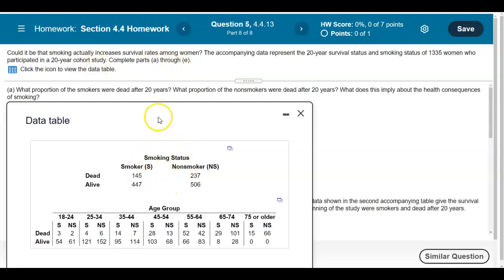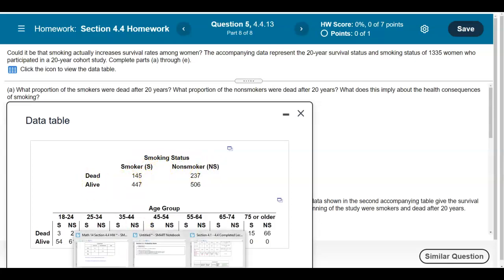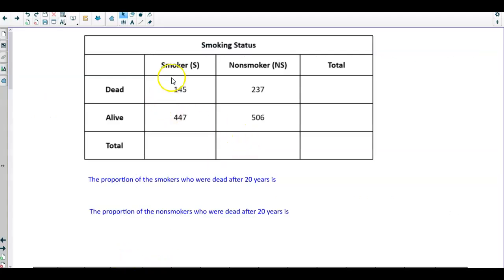Here's our information. The first question asks what proportion of the smokers were dead after 20 years, what proportion of the non-smokers were dead after 20 years, and what this implies about the health consequences of smoking. We use this first part because it represents our contingency table with smoking status, smoker and non-smoker, as columns, and dead and alive as the rows. The first thing we need to do is total up our columns and our rows.